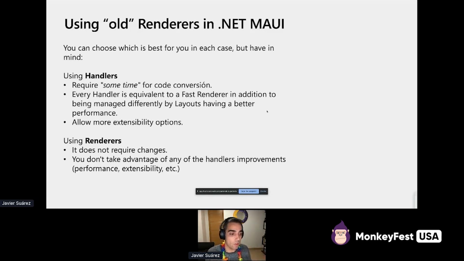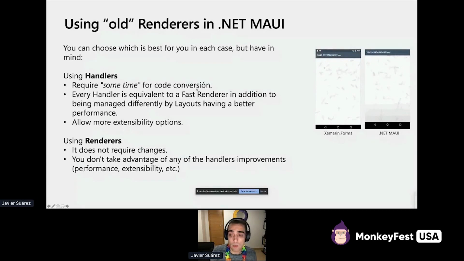By the way, using the renderers, you don't need to make big changes. It doesn't require change, but you don't take advantage of any of the handlers' improvements like performance and extensibility. The sample that I had before, where I can swap between the label renderer and the label handler, is this test, and you can see that .NET MAUI is between 3 to 4 times faster than the Xamarin.Forms one, just by swapping the label.